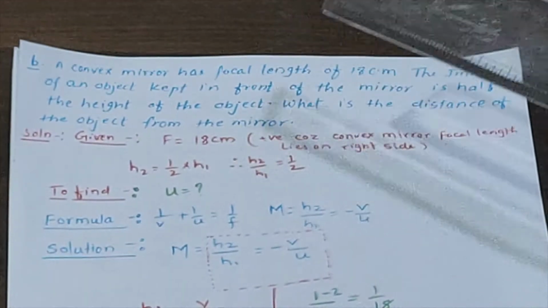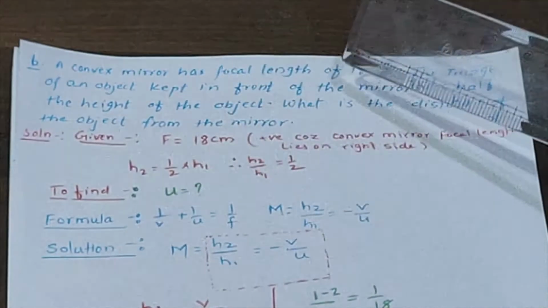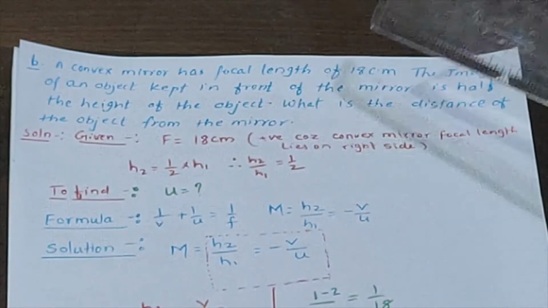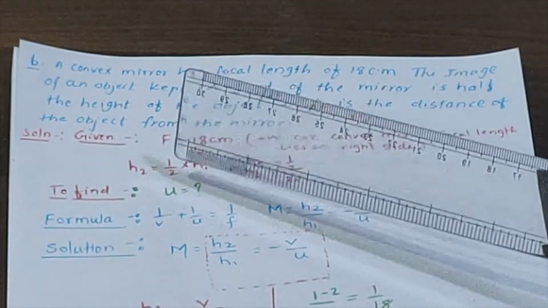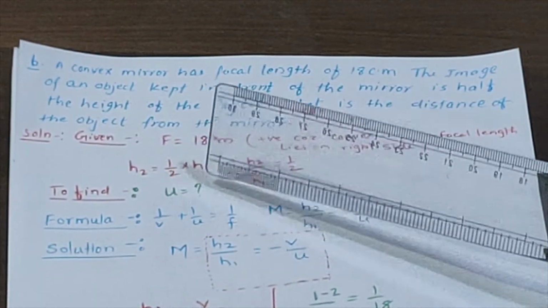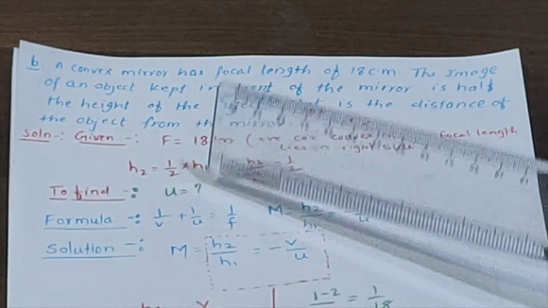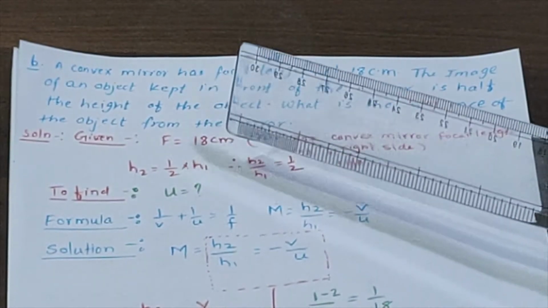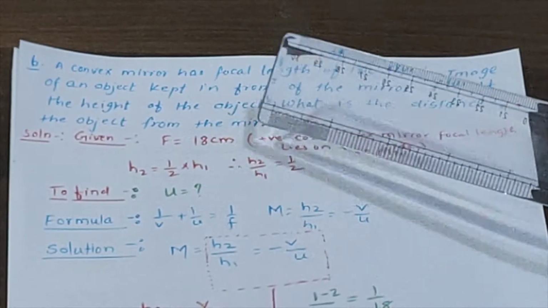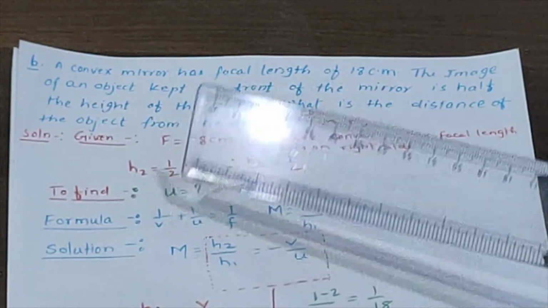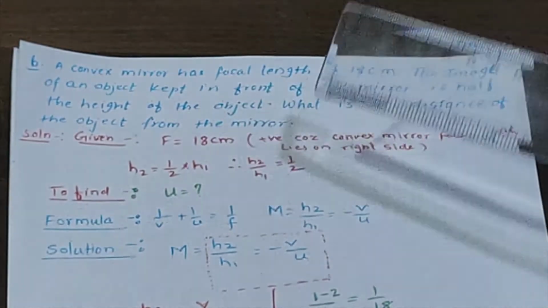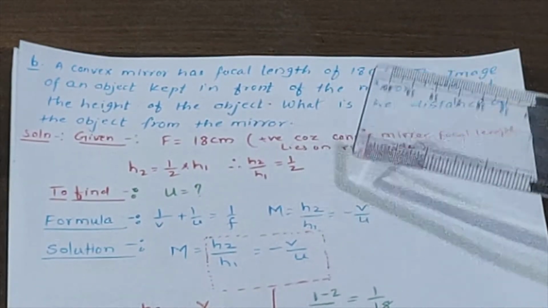So what is next is, what is the distance of the object from the mirror, means at what distance you have kept the object from the mirror. So that's u, we have to find out u, that is object distance. The formula, obviously the formula which will be used is the two formulae which we mentioned in the earlier sum. That is 1 upon v plus 1 upon u is equals to 1 upon f, and m is h2 upon h1 is equals to minus v upon u.